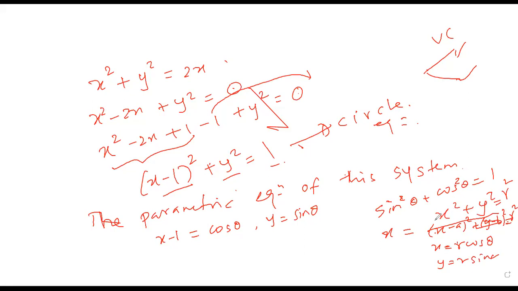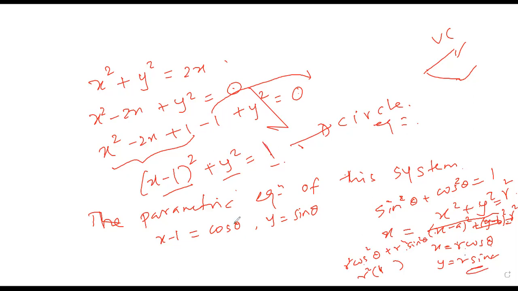See, the LHS will be r squared cos square theta plus r square sin square theta. If you take r squared common, this will be cos square theta plus sin square theta, which is 1. So LHS equals RHS. So in here, because of 1, our r will be 1.